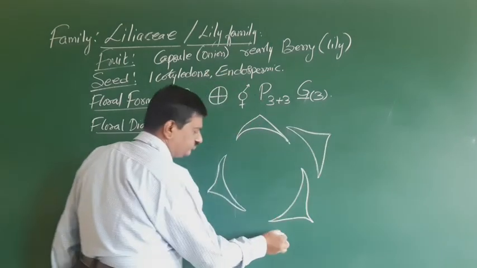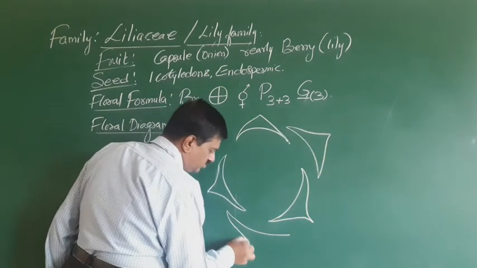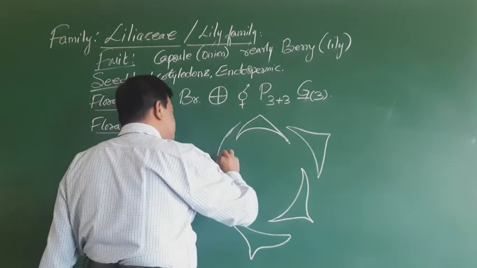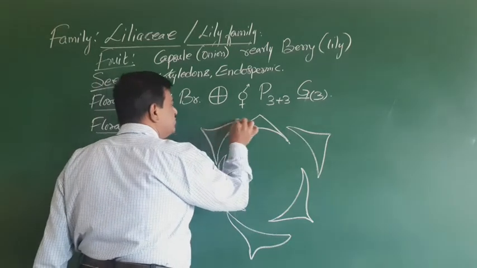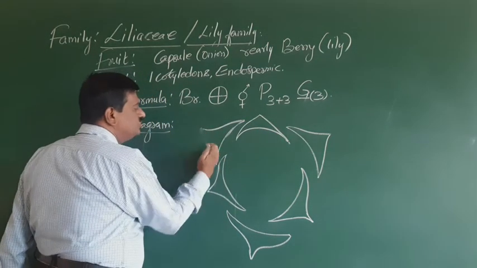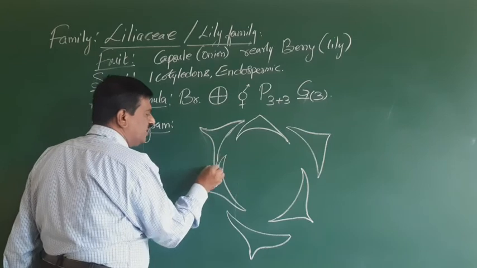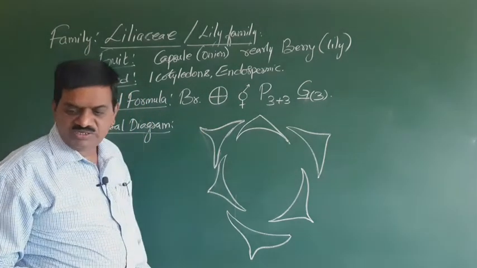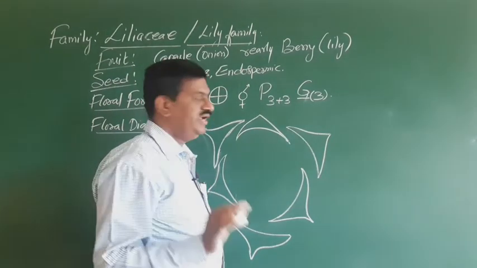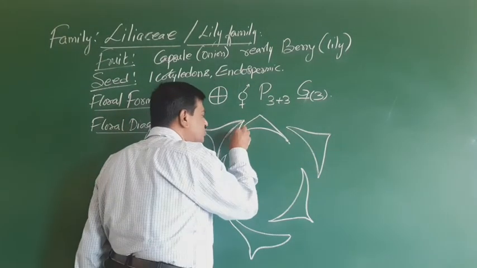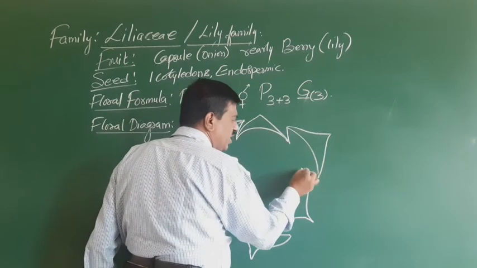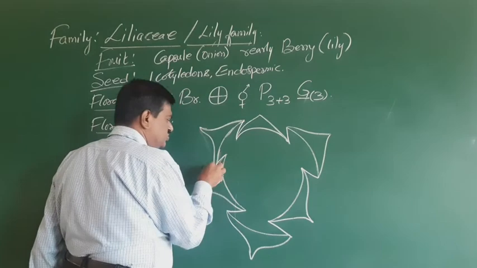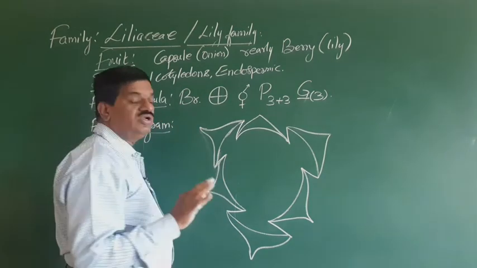This is 1. This is one more, and this is one more. So, like this, they are arranged in 2 different whorls, hence it is called as 3 plus 3 arrangement, and it is fused. Hence, we are going to join this. So, it has been fused. So, we are going to join like this. So, this is called as the tepals are fused.